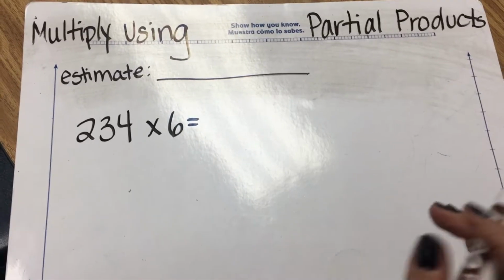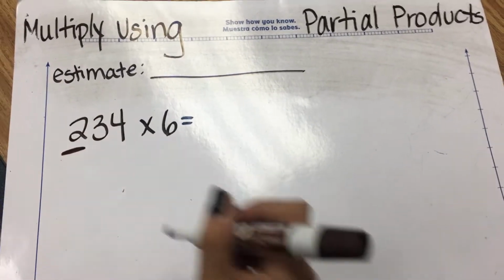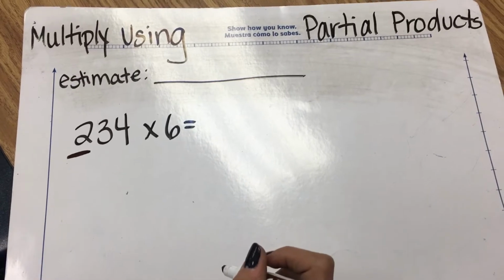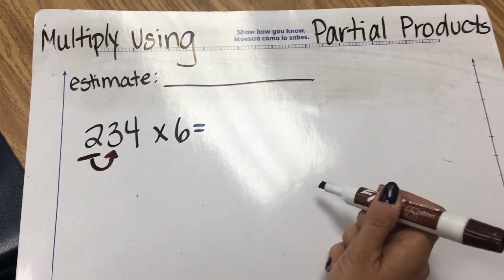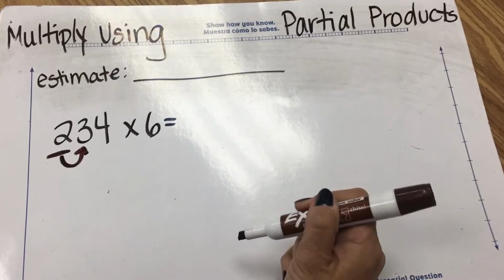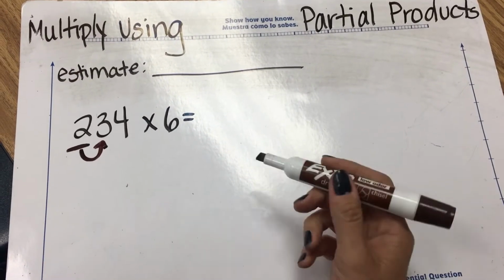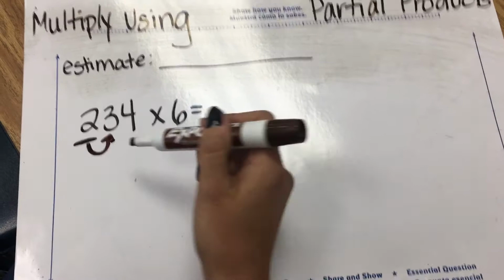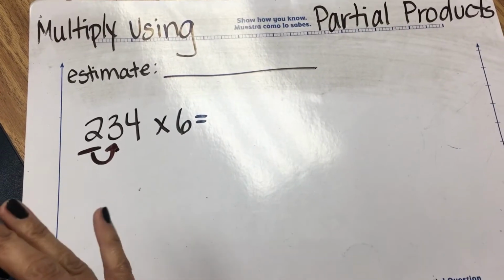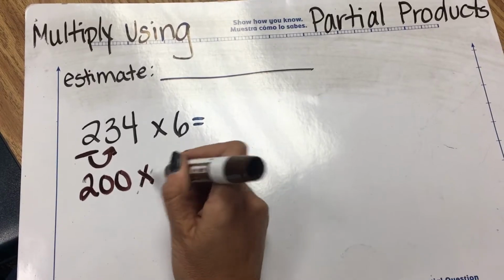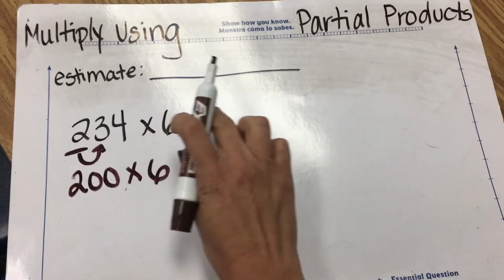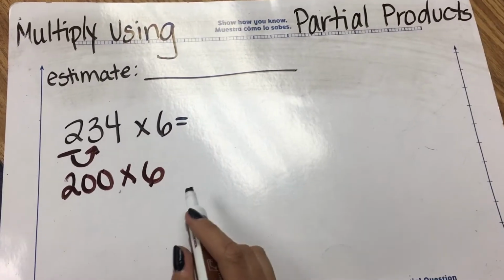So they need to take the larger number that they're multiplying, 234, and they're going to round to the largest place value. So they look to the right. If the number is 4 or less, they let it rest. If it's 5 or more, they raise the score. So the 3 is going to make the 2 rest. It'll stay the same. So this becomes 200 times 6. This is the first part of the problem, where it says to estimate.